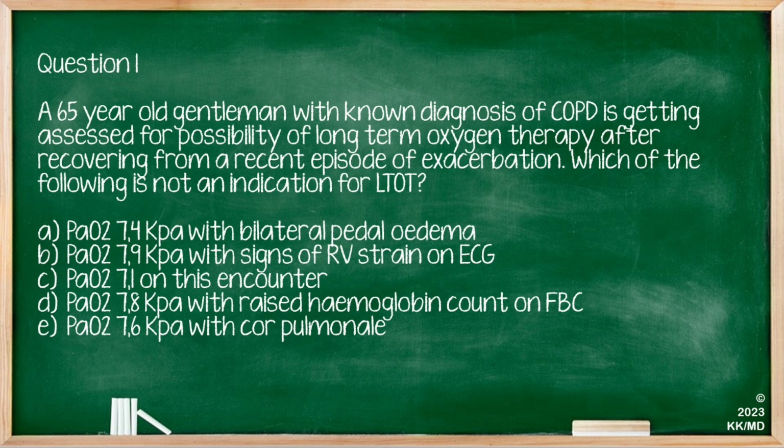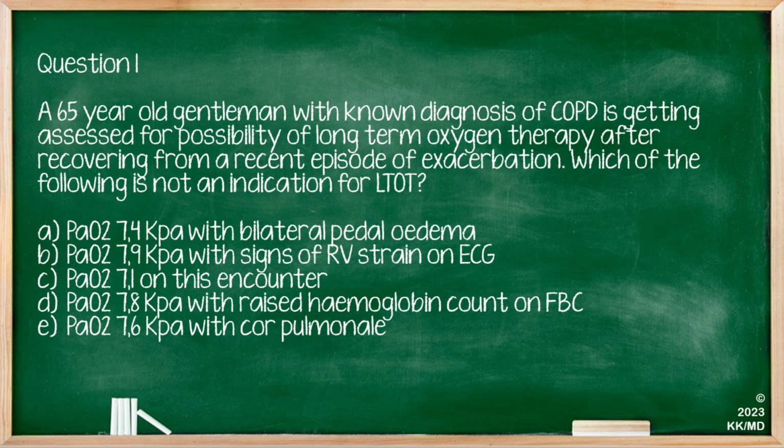So these are our options. We've got A, PaO2 of 7.4 kilopascals with bilateral pedal edema; B, PaO2 of 7.9 kilopascals with signs of RV strain on ECG; C, PaO2 of 7.1 on this encounter; D, PaO2 of 7.8 kilopascals with raised hemoglobin count on FBC; and E, PaO2 of 7.6 kilopascals with cor pulmonale.